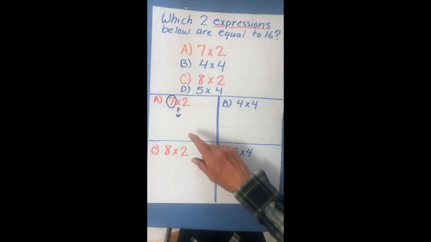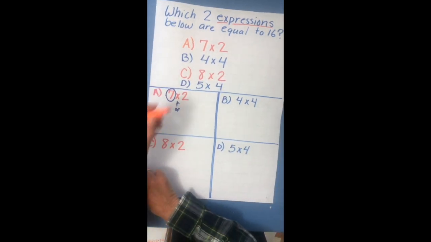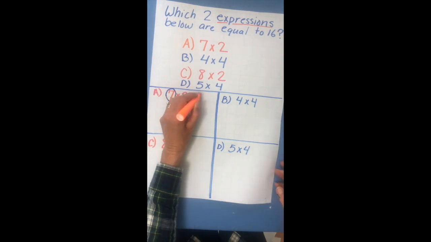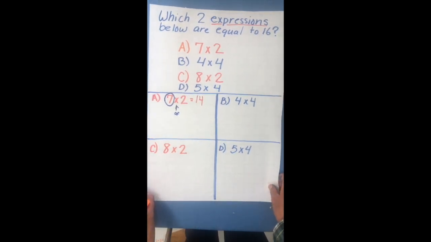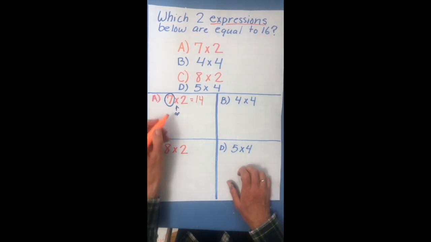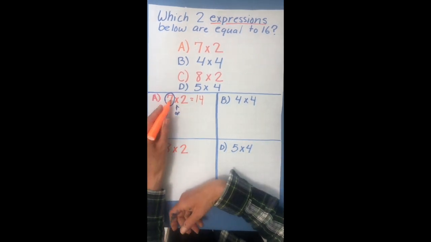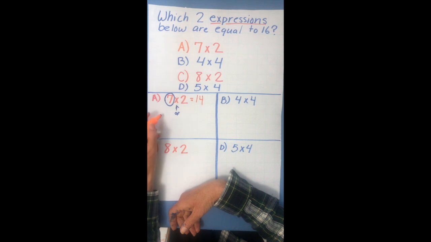2, 4, 6, 8, 10, 12, 14. So I know this answer is equal to 14. But if you don't believe me, then I can just show you my work with the drawing. So I know this is 7 groups of 2. So I'm going to do 7 groups.